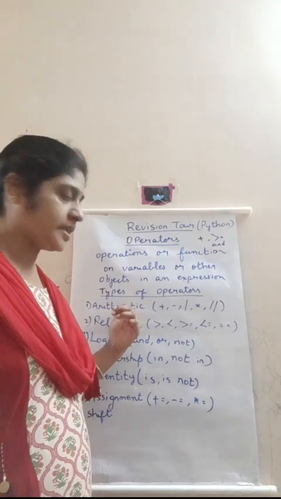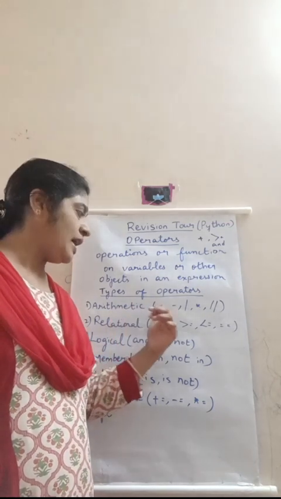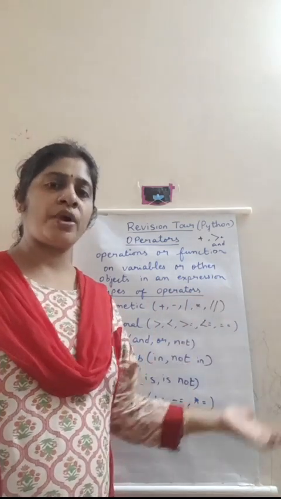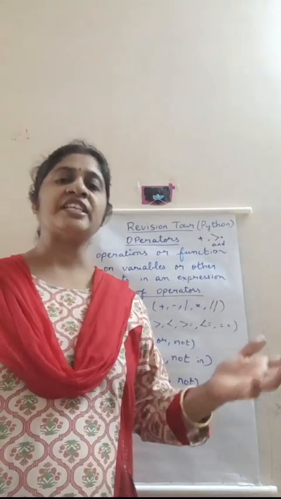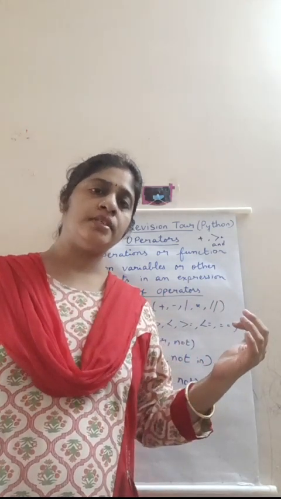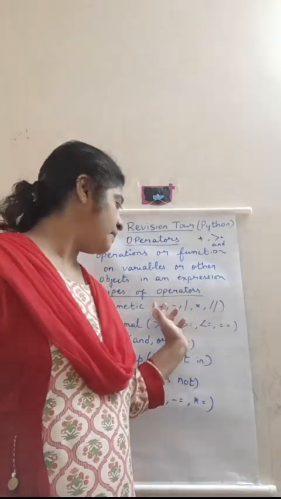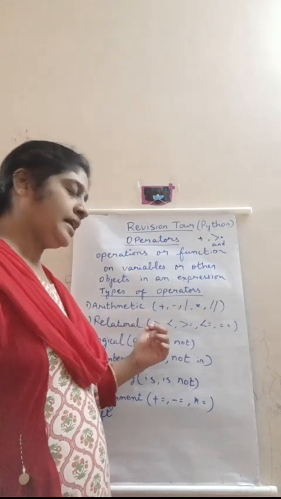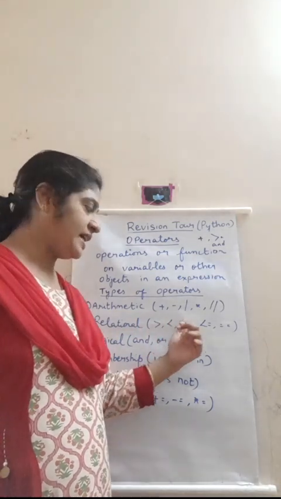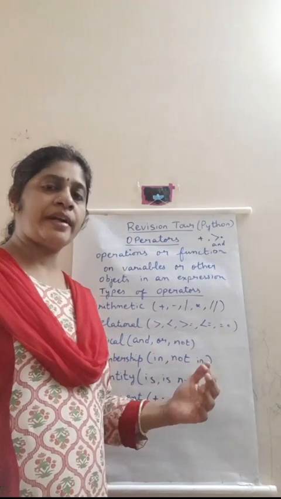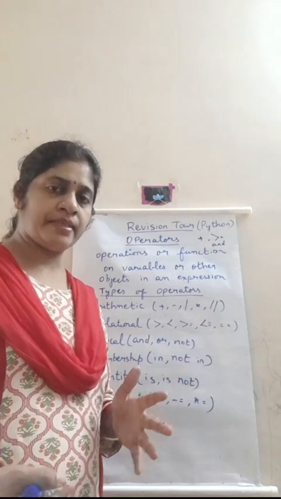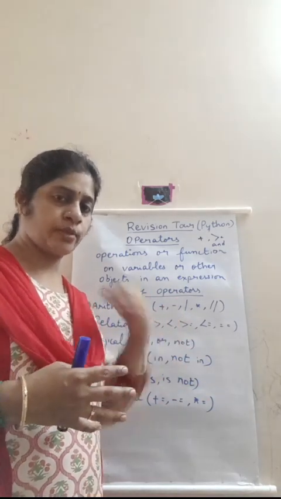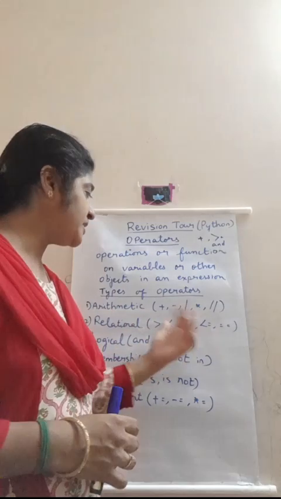First one is the arithmetic operator. Arithmetic operators mean plus, minus, division, multiplication, integer division, modulus. These arithmetic operations can be performed using these operators. So this is called arithmetic operators. And the next one is the relational operator: greater than, lesser than, greater than or equal to, lesser than or equal to, equal to, when you are comparing two variables, or you can compare expressions also. So that is called a relational operator.